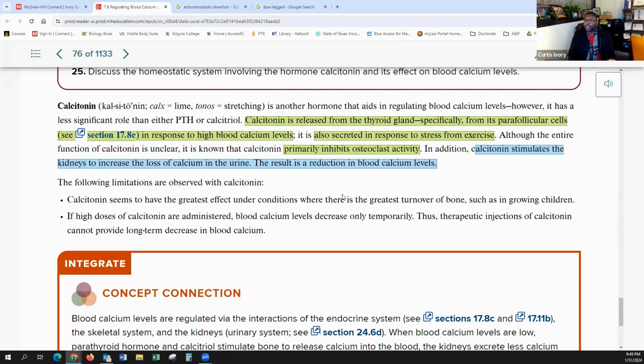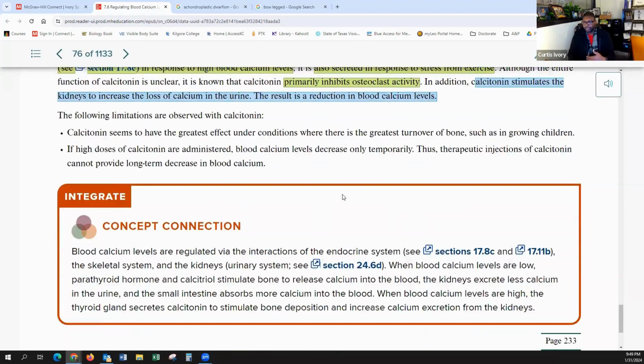So essentially, that's what's going to happen. Parathyroid is going to respond if we don't have enough calcium. Calcitonin is going to be responsive if we have too much calcium.